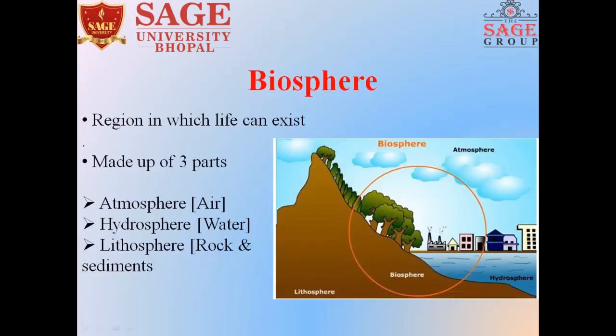Now, last, biosphere. Biosphere is the region in which life can exist. All human beings can live their life in the biosphere. So biosphere is basically a sphere which is made up of three parts: atmosphere, hydrosphere, and lithosphere. And this is all about biosphere.